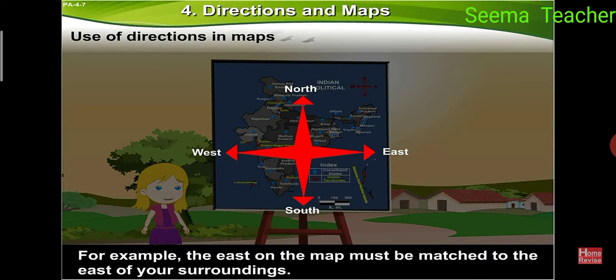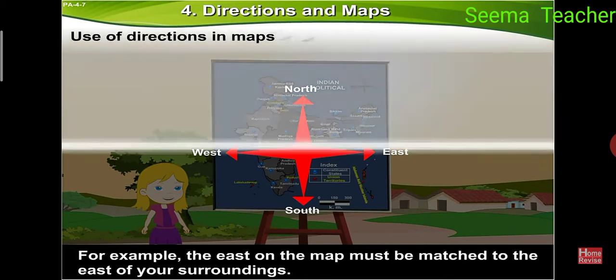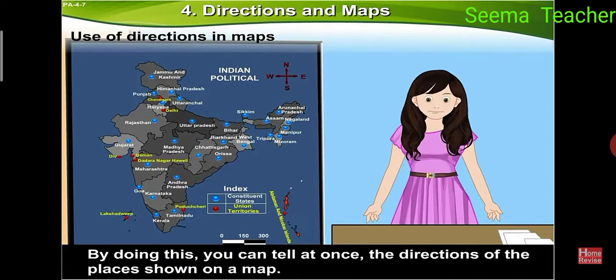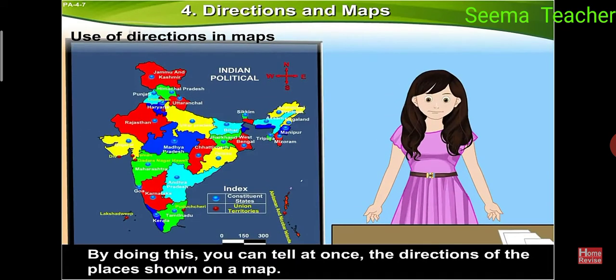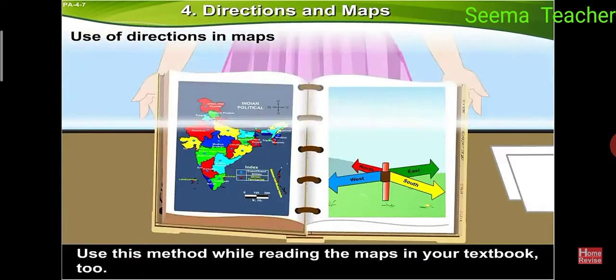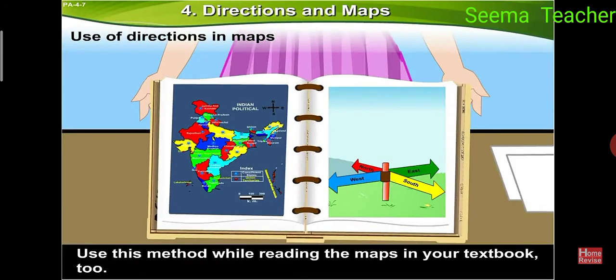For example, the east on the map must be matched to the east of your surroundings. By doing this, you can tell at once the direction of the places shown on a map. Use this method while reading the maps in your textbook too.